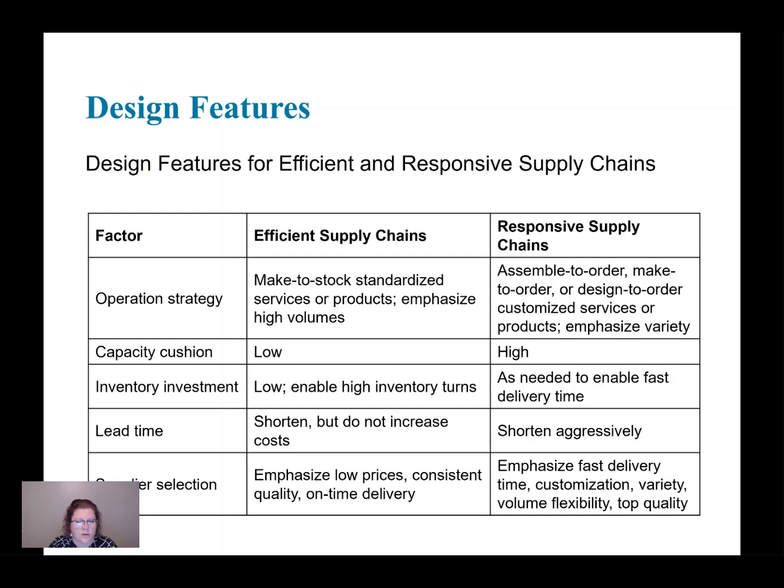So, assemble to order, make to order, customized products. The emphasis is on variety. You shorten lead times, you shorten supply chains, you enable fast, quick delivery, you enable quick changes within a manufacturing environment, and you allow for agility and innovation built into that strategy.